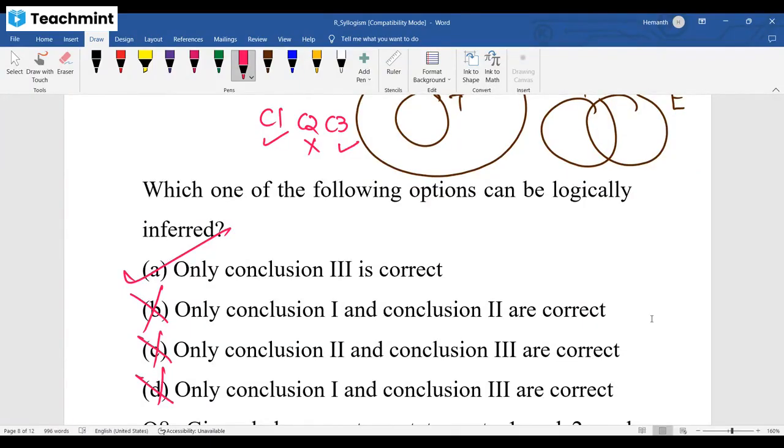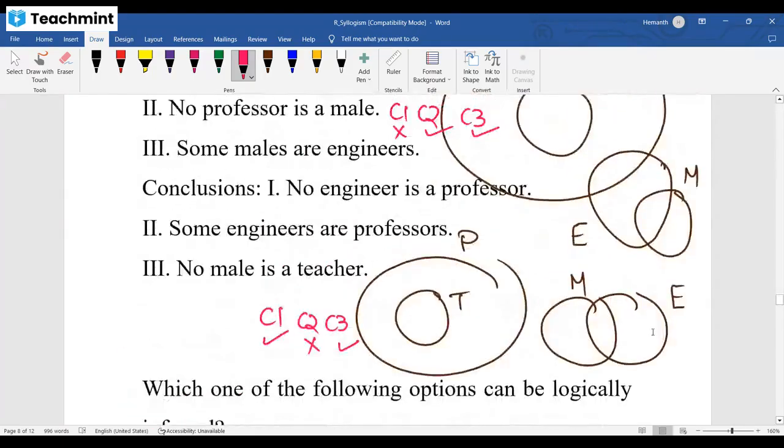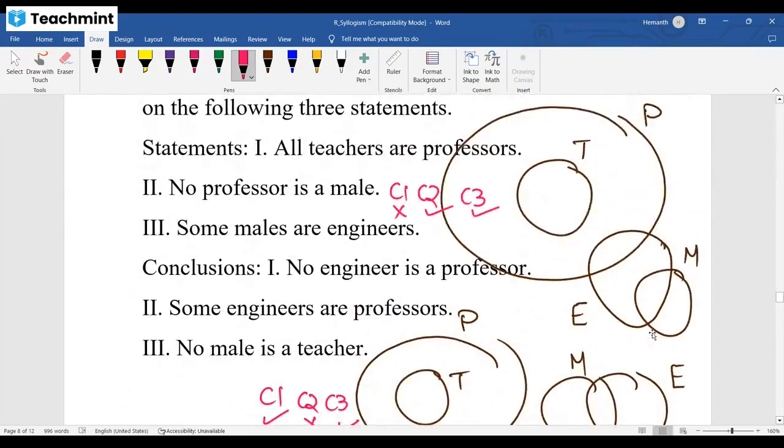If they mention "either one or two," then we'll look into that: first one true, second one false, or second one true, first one false. Is it okay or not? Is there any other diagram where both are true or both false? We'll look into that later. But these two diagrams, that's what I told you clearly.